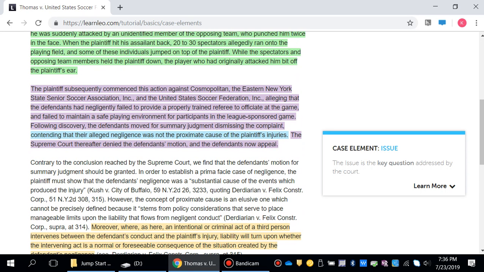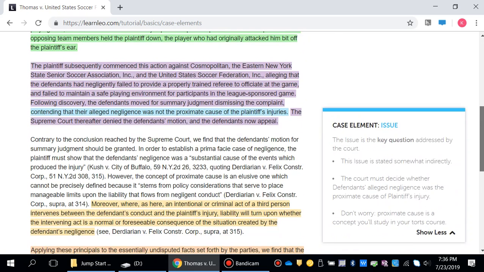And the defendants moved for summary judgment, contending that their alleged negligence was not the proximate cause of the plaintiff's injuries. It's not as specific as some of your professors may want you to discuss it in class, but it's good enough for you to write down the basic question in the case. The question is whether the negligence was a proximate cause of the injuries. That has to do with what's required for a negligence cause of action, which you haven't learned and you don't need to worry about, but that's the issue.